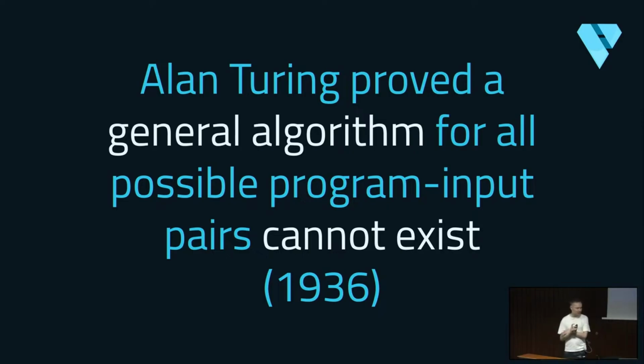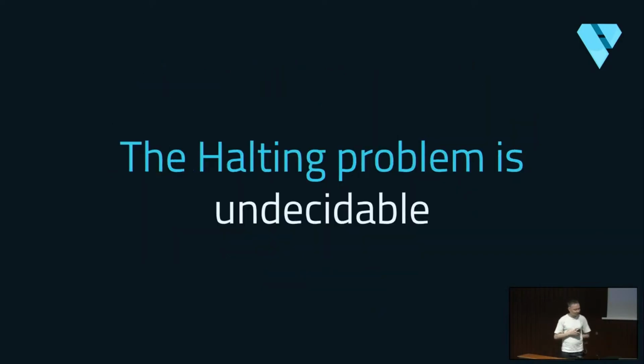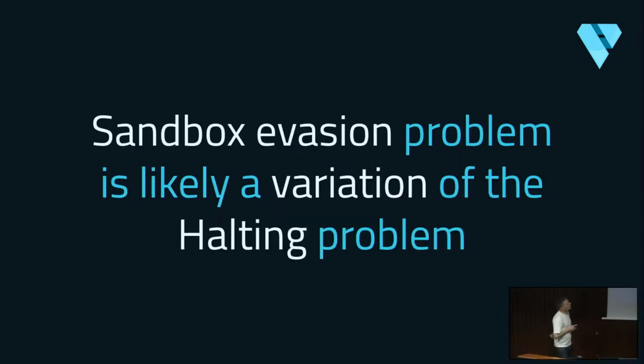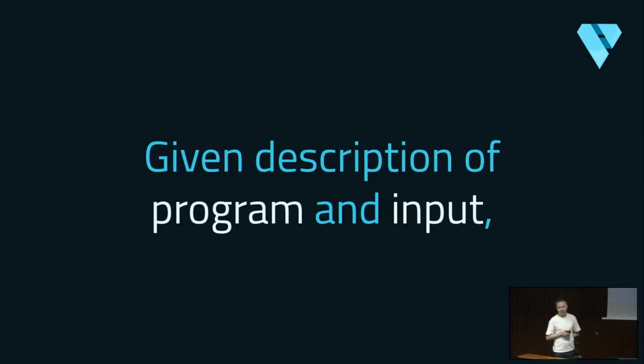This was proven in 1936, so it's a long time ago, before the internet. And furthermore, the halting problem is what we call undecidable, which means it's impossible to create a generic algorithm to solve it. Now I'm going to argue that the sandbox evasion problem is likely a variation of the halting problem. I figured since we were in a university, I was trying to make something super academic. So I have this very academic approach, where I'm trying to basically transform the halting problem into the sandbox evasion problem.